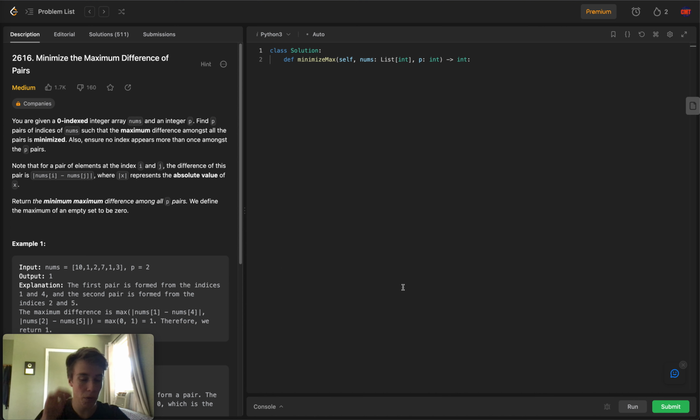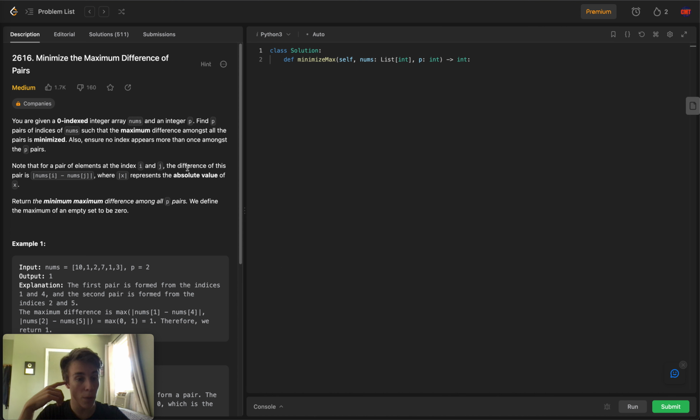Okay, so just to rephrase in my own words, we're given an array and an integer. The array is numbers, and p is an integer representing the number of pairs we have to find in that array. So if p is 2, then we have to pick out 4 numbers. And also, since no index can appear more than once amongst the p pairs, that means that we have to pick out 4 unique numbers if we have 2 pairs.